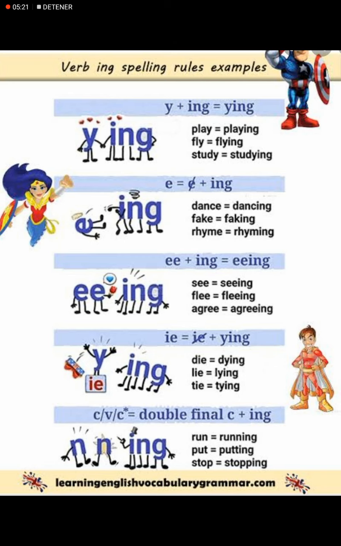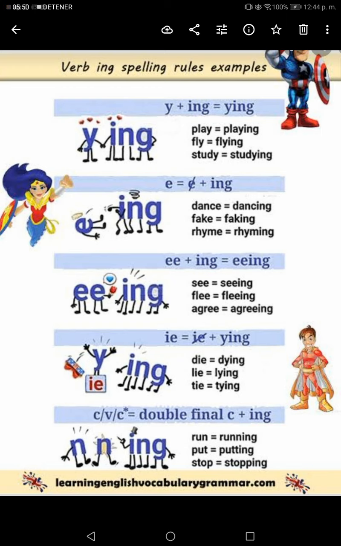Now, if the verb ends with the letter E, we need to drop off the letter E and just include ing at the end. For example, dance ends with the letter E, so we need to eliminate the letter E and add ing, dancing. Fake ends with the letter E, so we need to eliminate the letter E and add ing, faking. Rhyme, rhyming, and so on.